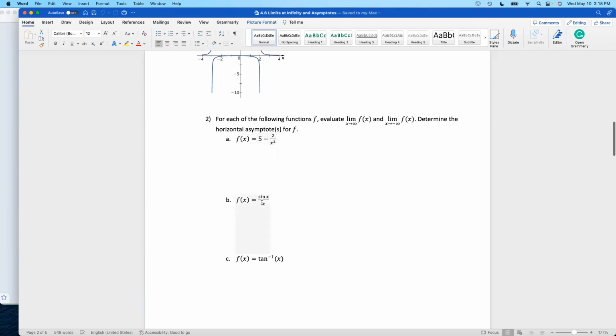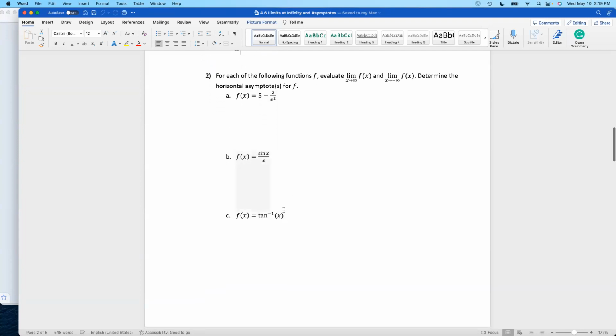What about here? Sine of x is always between -1 and 1. The bottom is getting bigger and bigger. If I plug in a billion, sine of a billion is no bigger than 1. 1 over a billion is tiny. The bottom is dominating here. This whole thing is going to go to 0.